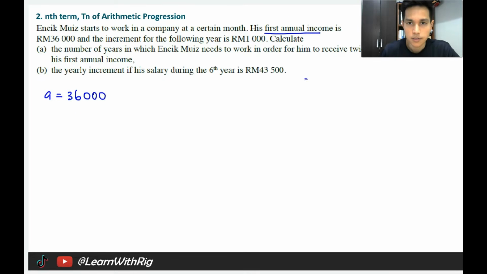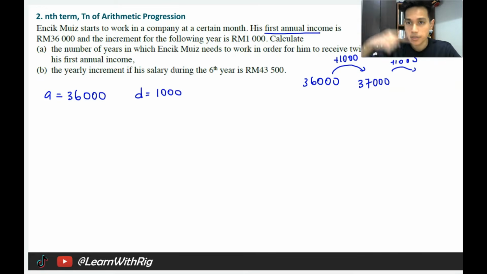Okay, so your salary starting from 36,000, and then increment for the following year is 1,000. So the increment is how much? Plus 1,000. So it should be 37,000 for the following year, and then the sequence goes on, right? Plus 1,000, plus 1,000, plus 1,000, and so on. And then from here, what is the 1,000? The 1,000 here is the common difference, because every year it is increasing. So that is the common difference.